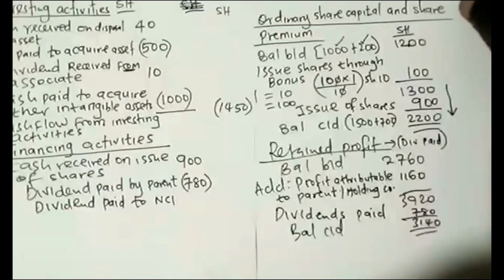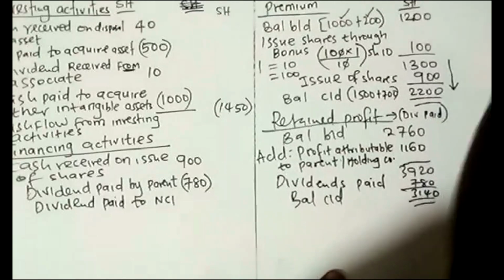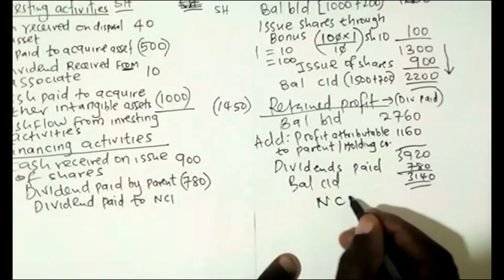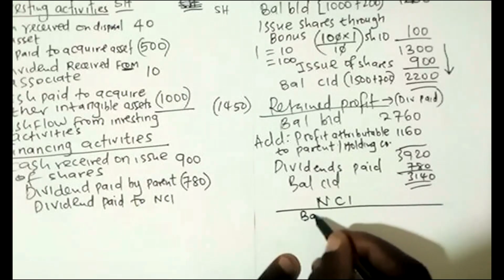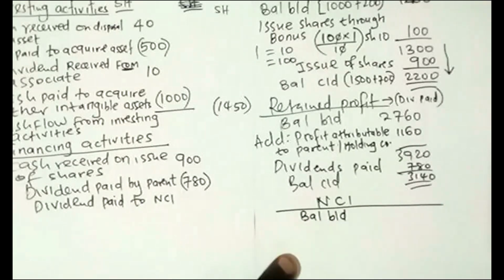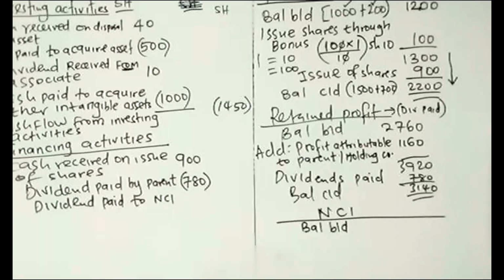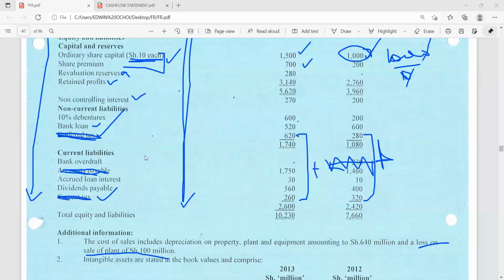So we have to do our working. So NCI, you can realize that after retained profit, NCI is next. So we start with the NCI to determine dividends paid to that NCI. The balance brought down for the NCI, non-controlling interest, is 200.